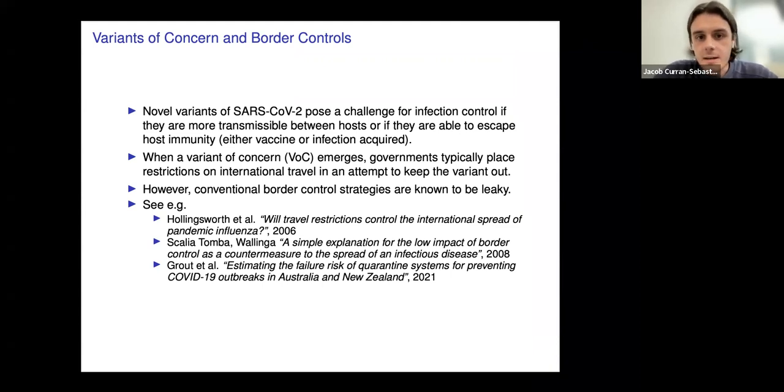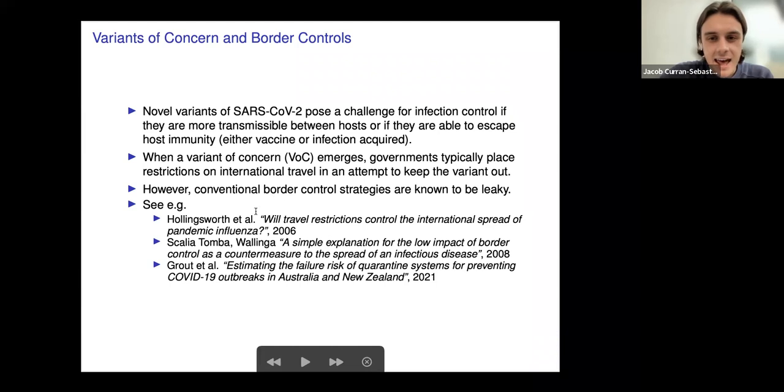When variants of concern emerge, governments typically rush to place restrictions on international travel in an attempt to keep the variant out. And as we've maybe seen, conventional border control strategies are known to be really leaky. Interestingly, we saw this with Omicron as well. There was some pushback when travel restrictions were placed, mostly by European countries, on South Africa. There was some pushback against that, which I think was completely fair.